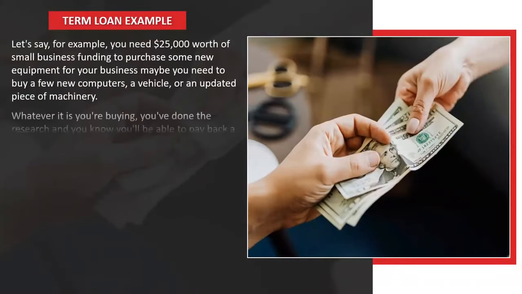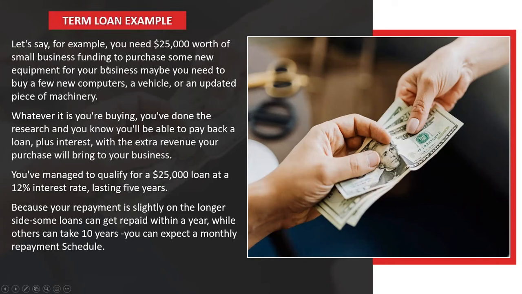Let me give you guys an example. Let's say somebody wants to purchase $25,000 worth of equipment. You go to your bank and they say, hey, look, you qualify for this $25,000 loan at a 12% interest rate, lasting 5 years, or 60 payments. That's what you'll be making.